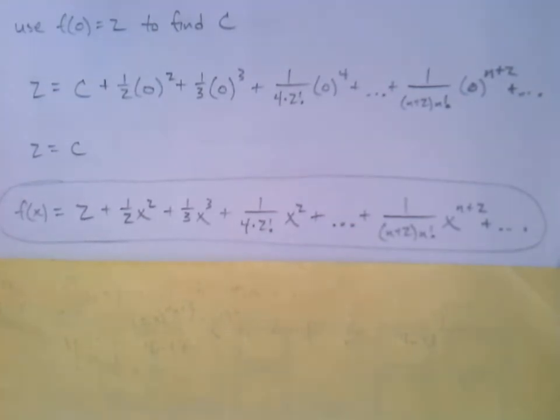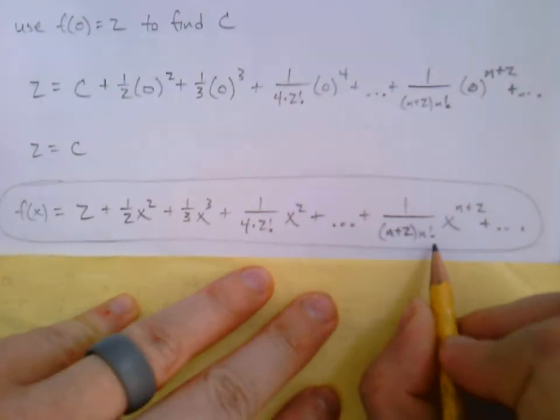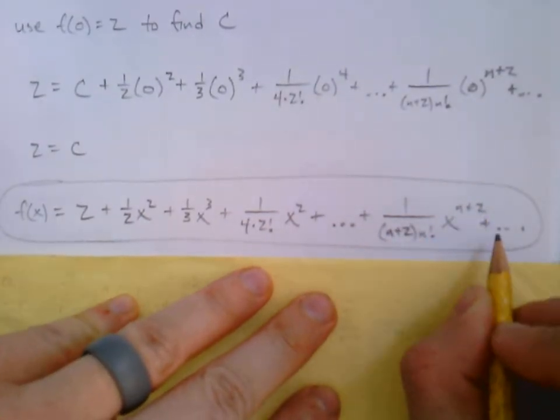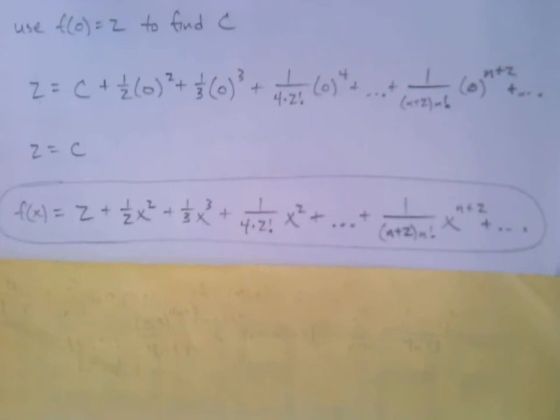So here the Taylor series, f of x equals 2 plus 1/2 x squared plus 1/3 x to the third plus 1 over 4 times 2 factorial x squared plus dot dot dot plus 1 over n plus 2 quantity n factorial x raised to the n plus 2 dot dot dot. Only difference from that line on the previous page is I have the 2 there, the c value. So that is integrating a Taylor series.